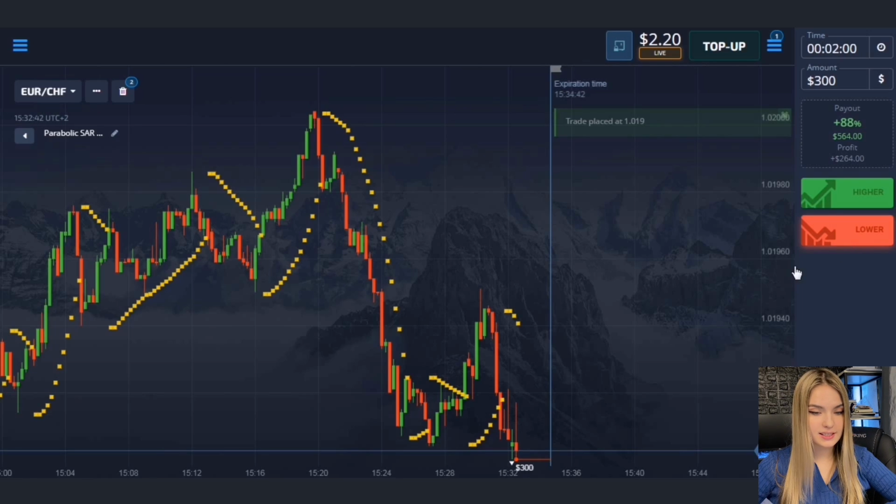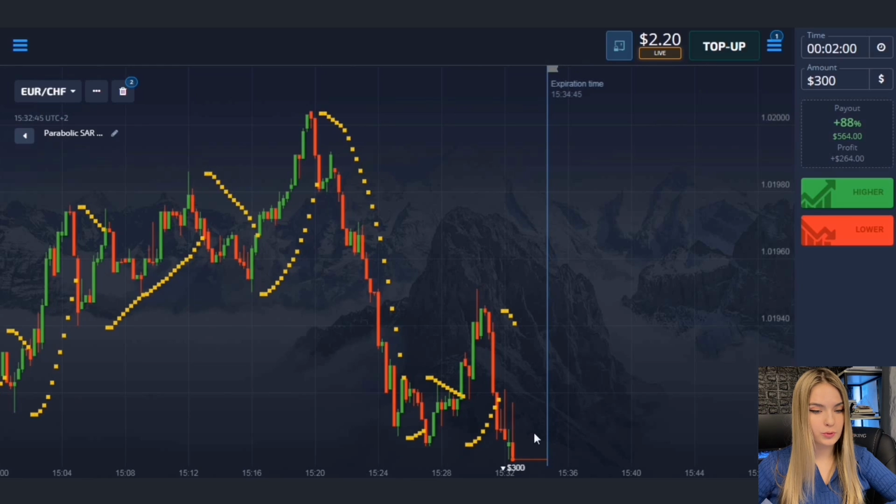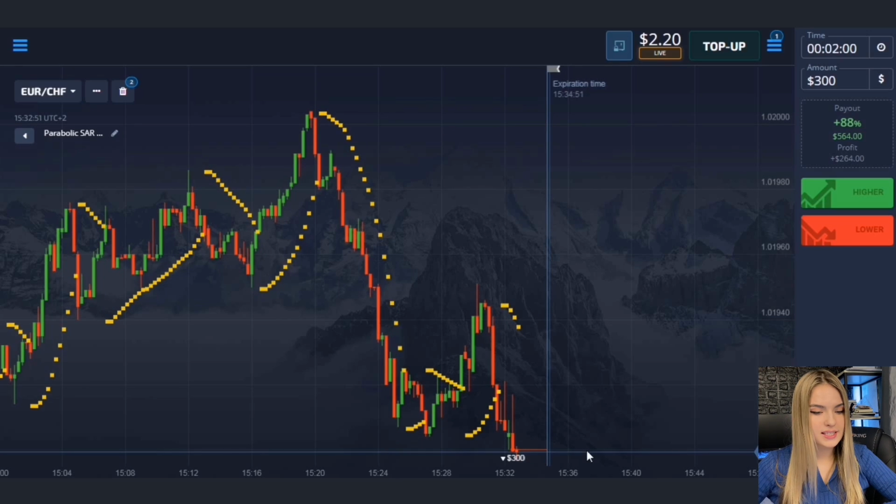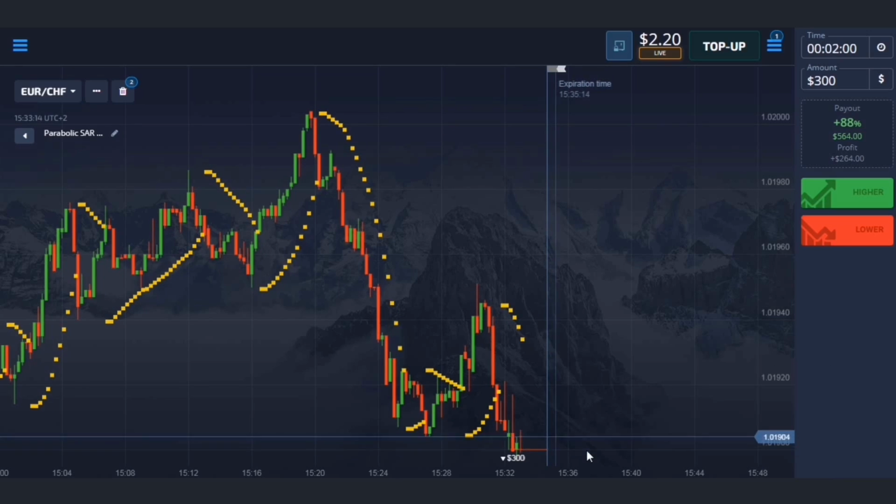I think that in this situation, it is more likely that the price will continue its movement towards the support level, since the price here also has an excellent downside potential. So friends, let's wait for the end of our deal.